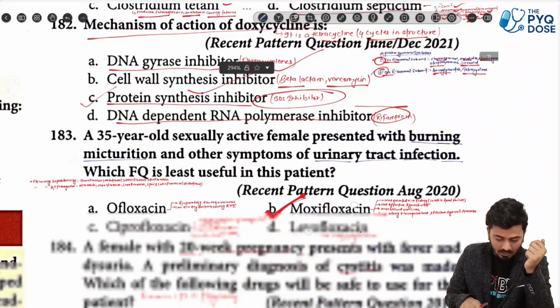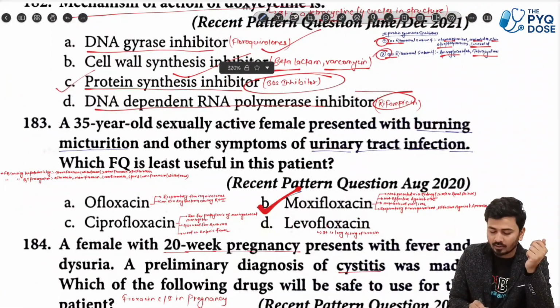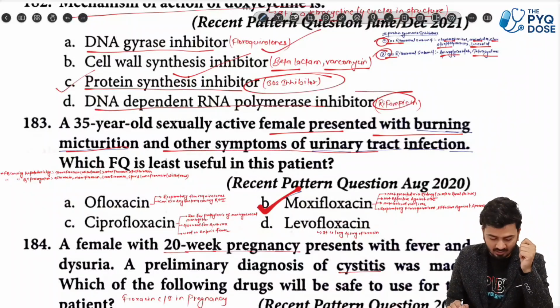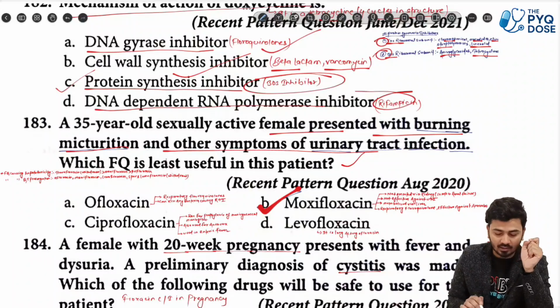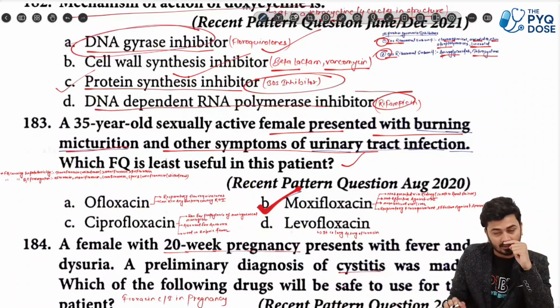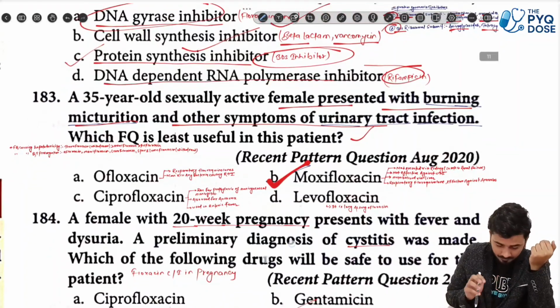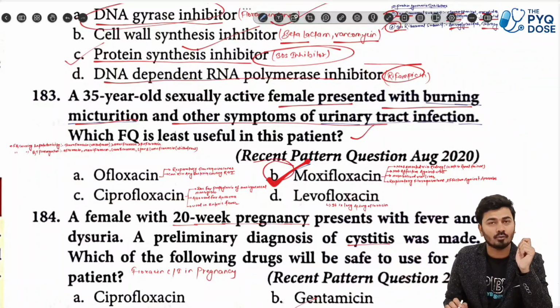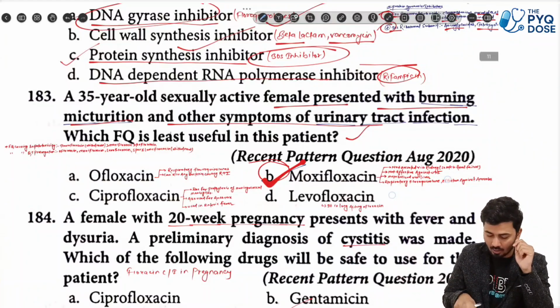So let's move forward. A 35-year-old sexually active female presented with burning micturition and other symptoms of urinary tract infection. Which fluoroquinolone is least useful in this case? First of all, we know that fluoroquinolones act by DNA gyrase inhibition. Let's see which fluoroquinolone is least useful in this patient. The least useful in this patient will be moxifloxacin. How? Look.